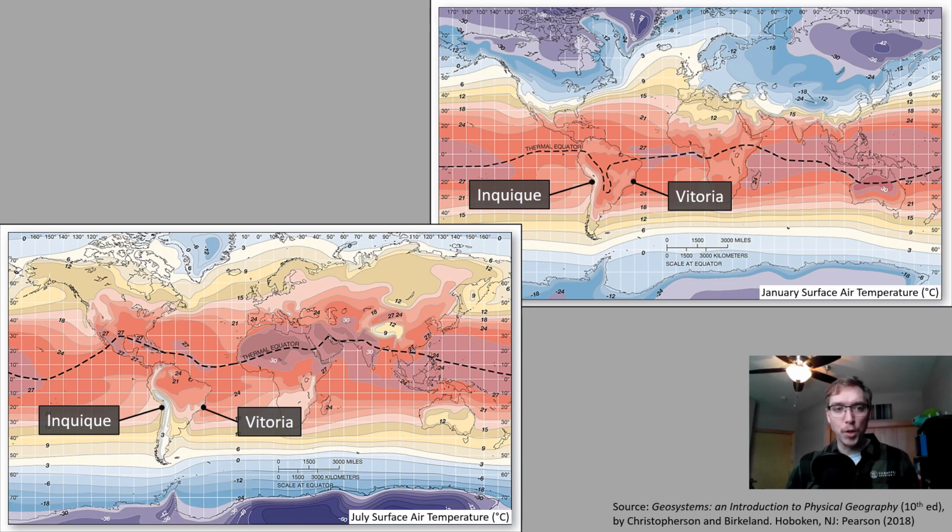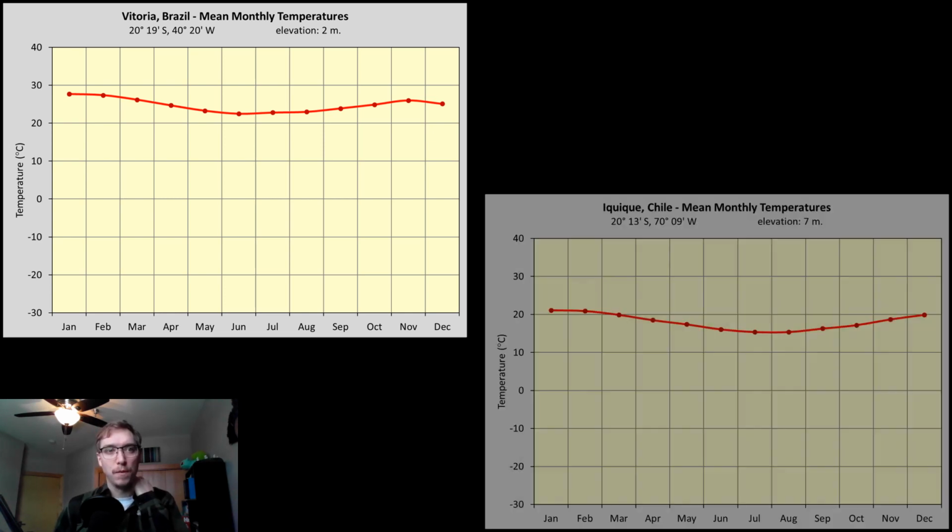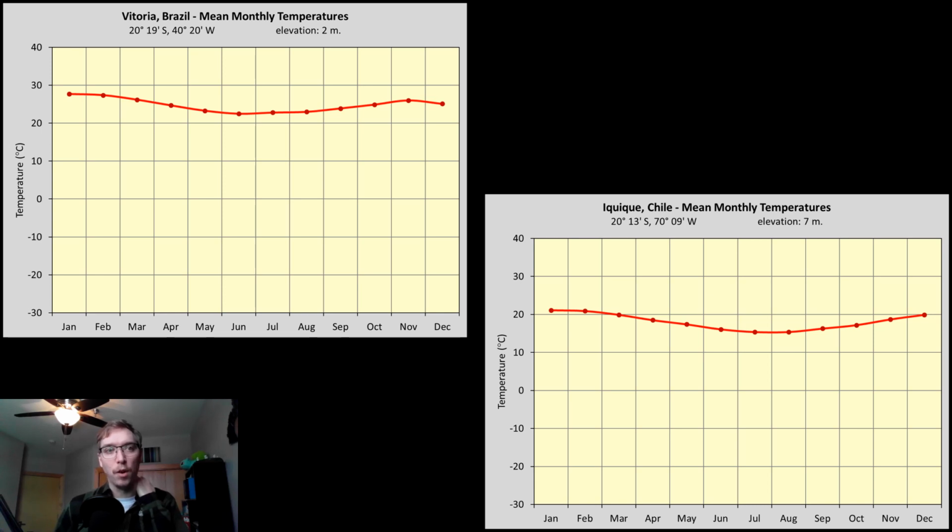For example, if you were looking at Victoria versus Iquique, a cold ocean current on the west coast, a warm ocean current on the east coast. There's Victoria and there's Iquique. So Victoria is on the west coast, Iquique is on the east, or sorry, Victoria is on the east coast, Iquique is on the west coast. So the cold current, look at that, temperatures hovering around 20 and below degrees Celsius, and Victoria hovering around 37 down to maybe 23 degrees Celsius. So those currents can have a pretty big effect on coastal cities and temperatures.